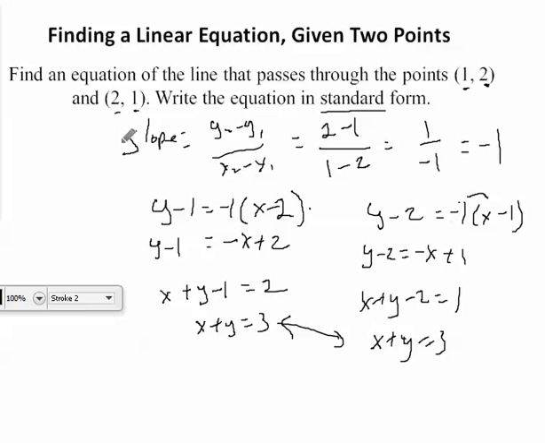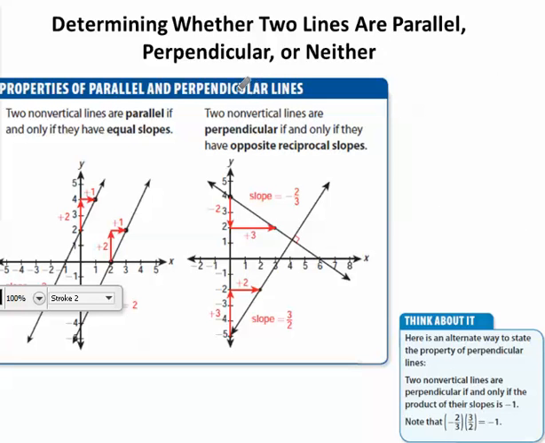So the trick here: find the slope and then put it in point-slope form going forward. Okay? How do I tell if two lines are parallel? They have equal slopes. This is something we were talking about the other day when we were showing you that I could translate them. If they have equal slopes, that means they're going to be parallel. They'll never touch each other with equal slopes.